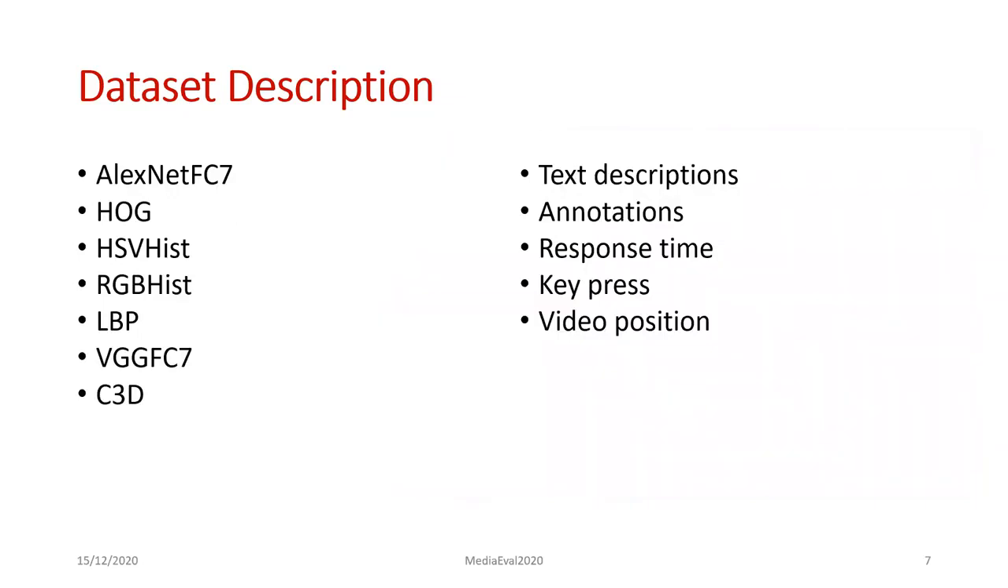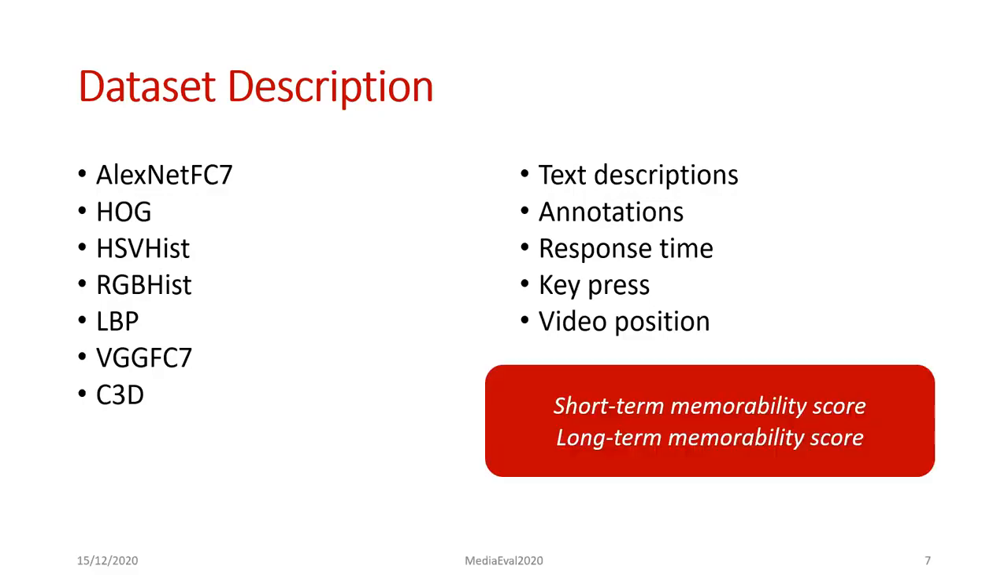Like the previous editions, we shared pre-computed features. This time there are 2 to 6 human annotated captions for each video. We also shared annotations with response time, key press, and video position, where the video is remembered or not remembered. Ground truth short-term and long-term memorability scores are also shared on the training set, calculated as the percentage of correct recognition for each video by the participants.